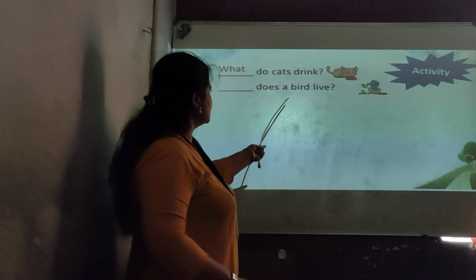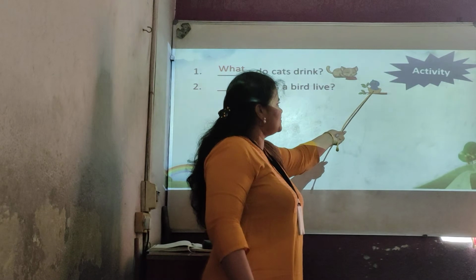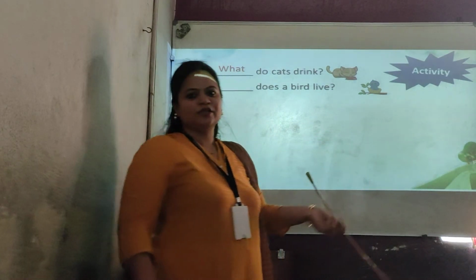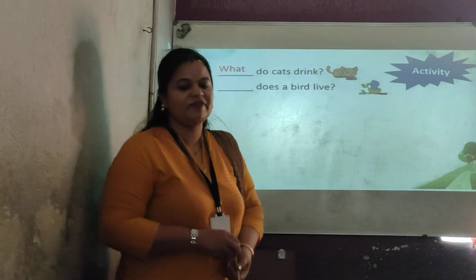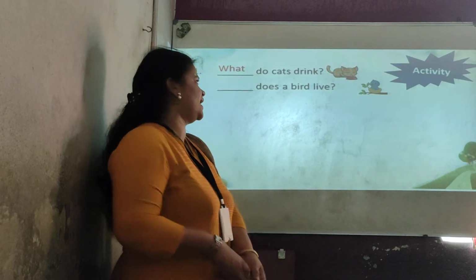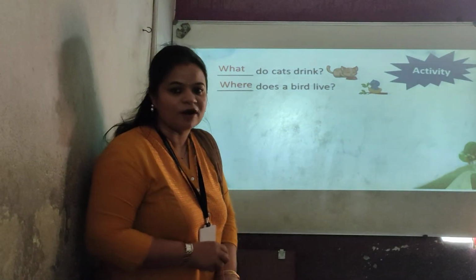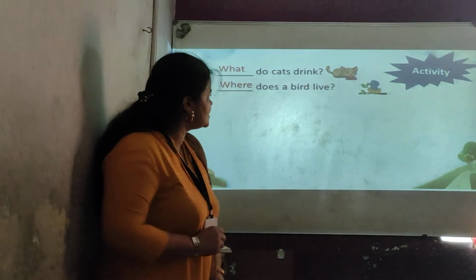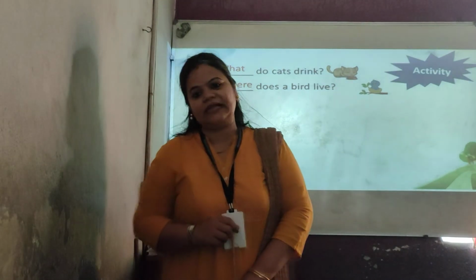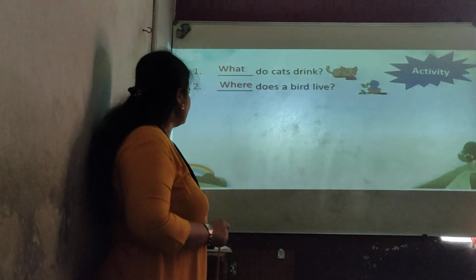Dash does a bird live? Now tell me, a bird lives in a nest. So which question word will we use? Here the place came. So the word where. Very good. The word where is used to ask about places. Where does a bird live? A bird lives in a nest. Very good. We'll see the next one.